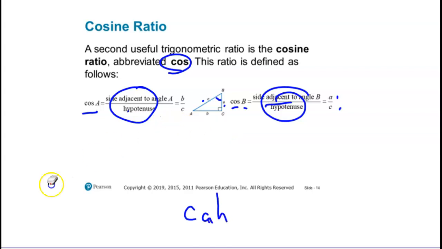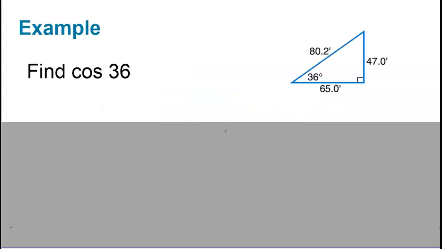All right, let's put this to some practical application. We're going to find the cosine of 36 degrees. Sorry that the degree sign didn't pop up on there. We'll add it there. And so knowing the rule now for cosine, if you want to go ahead and try this one yourself.